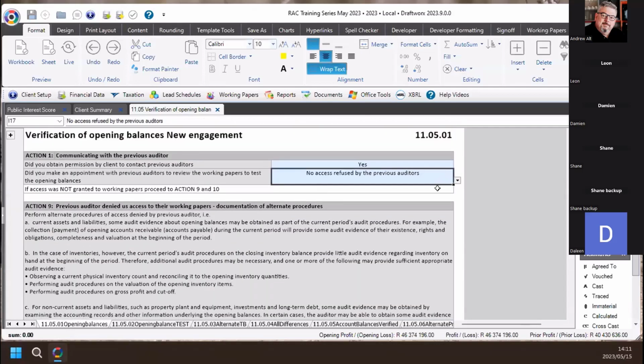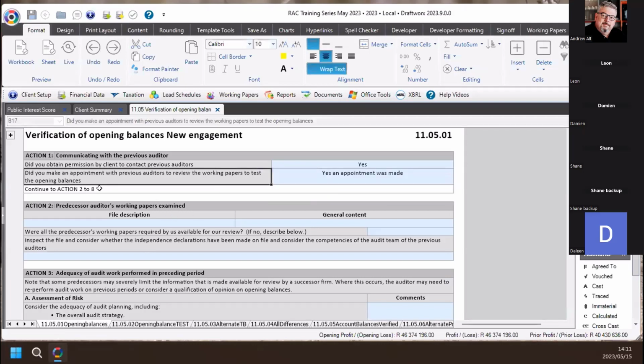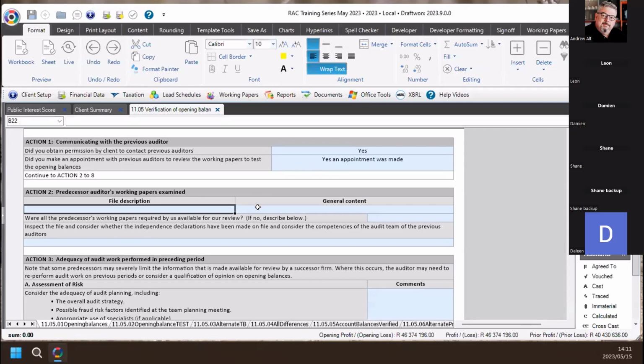Now, let me roll this back, and I'm going to say, yes, the client gave us permission, and yes, we were able to make an appointment. All right. Now we need to conclude with or continue with actions 2 to 8. Okay. So what did you actually examine? What's the file's description that you got? What was the general content? Were all of the working papers required made available to us? So maybe they denied you access to specific working papers.